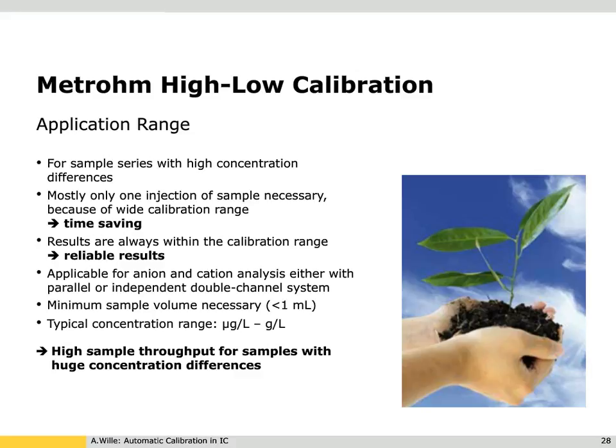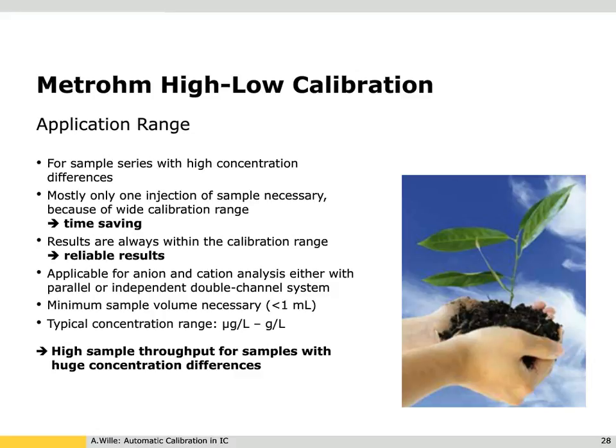Also, if you have only a very low sample amount, it's not an issue. Systems are installed here with less than 1 milliliter sample volume for anion and cation analysis. The typical concentration range where you can use a high-low calibration is microgram per liter to gram per liter range.